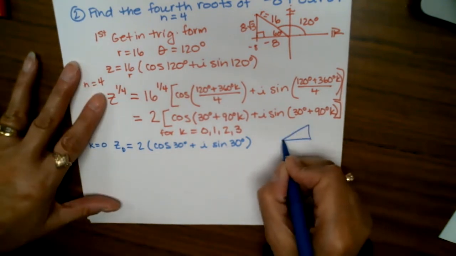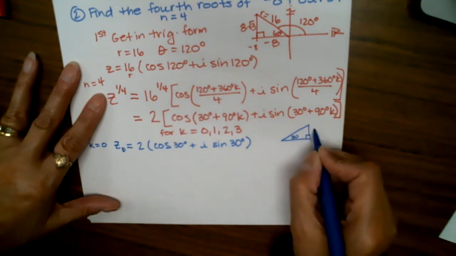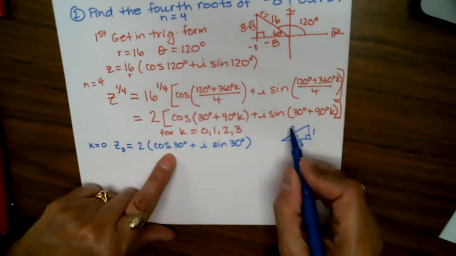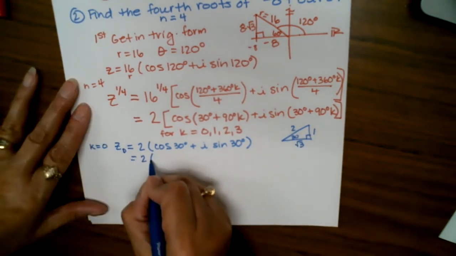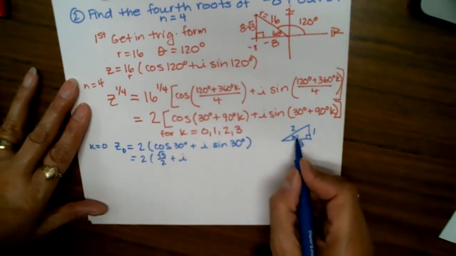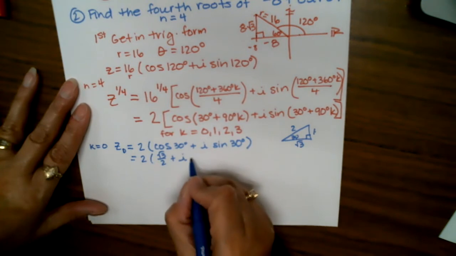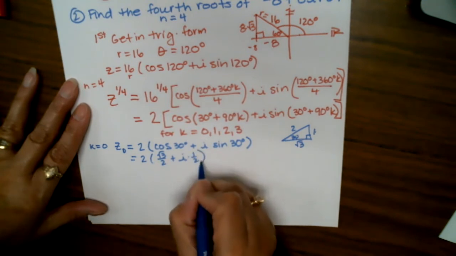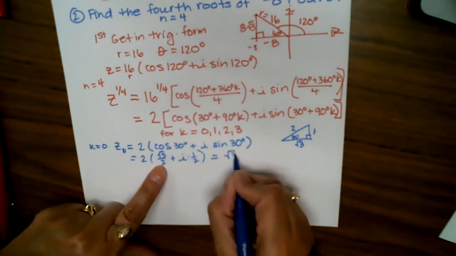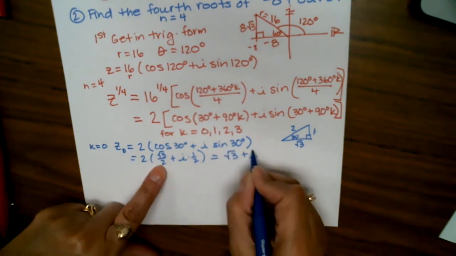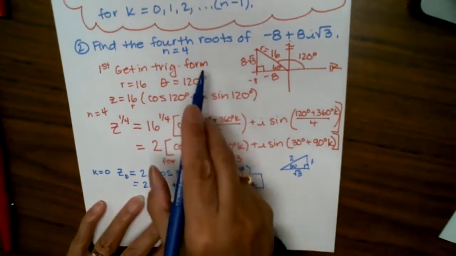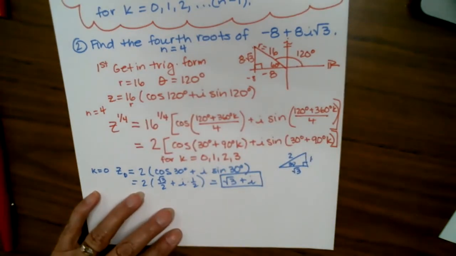Let's see, a quick little 30-degree angle in a right triangle. That's 1, 2, square root of 3. The cosine of 30 is square root of 3 over 2, plus i times the sine of 30, which is 1/2. Distribute the 2. The 2 is going to cancel. We're going to get square root of 3 plus i. There's one solution for the fourth roots of that.